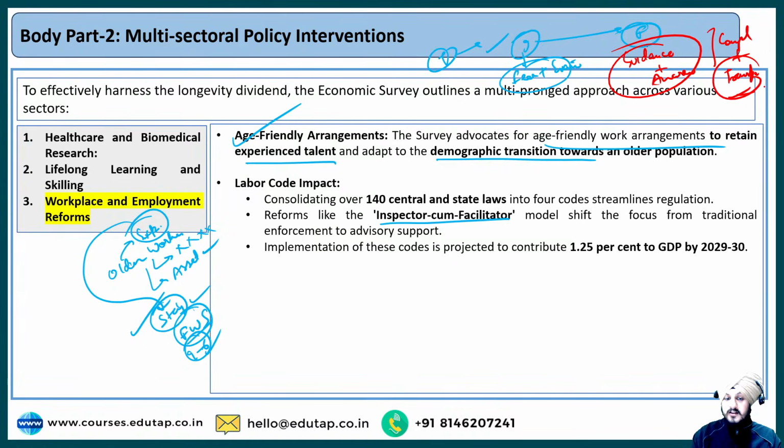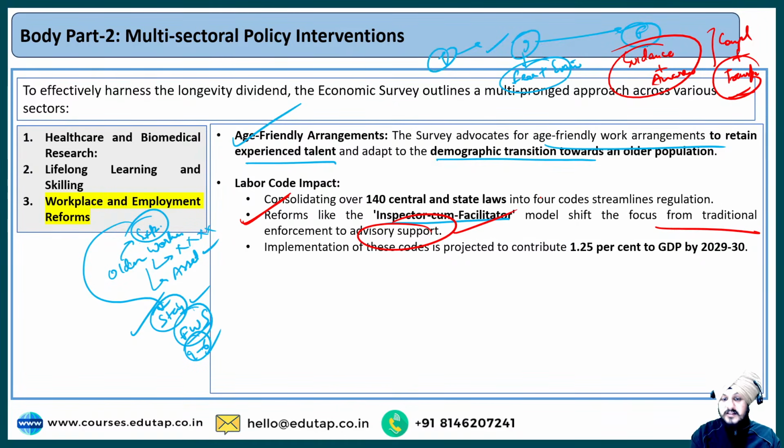So I hope this is clear, right? These kinds of reforms have been highly appreciated as a part of the Economic Survey, and it says that reforms like the inspector-cum-facilitator model shift the focus from traditional enforcement to advisory support, which is a healthy sign.